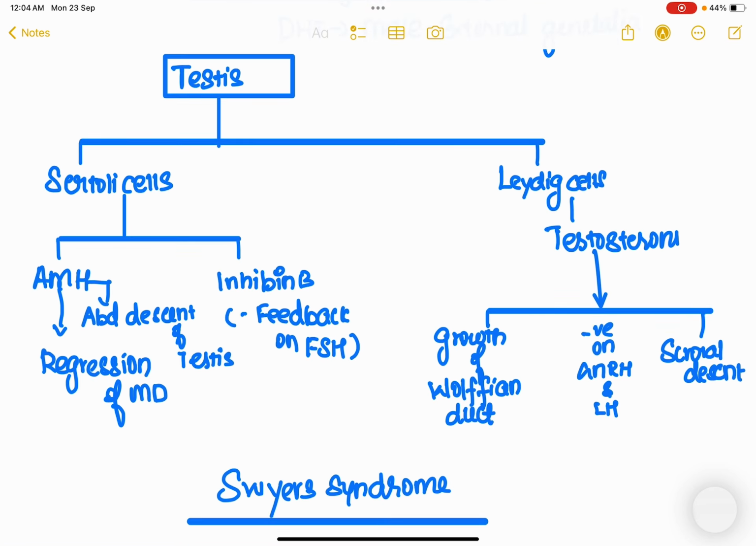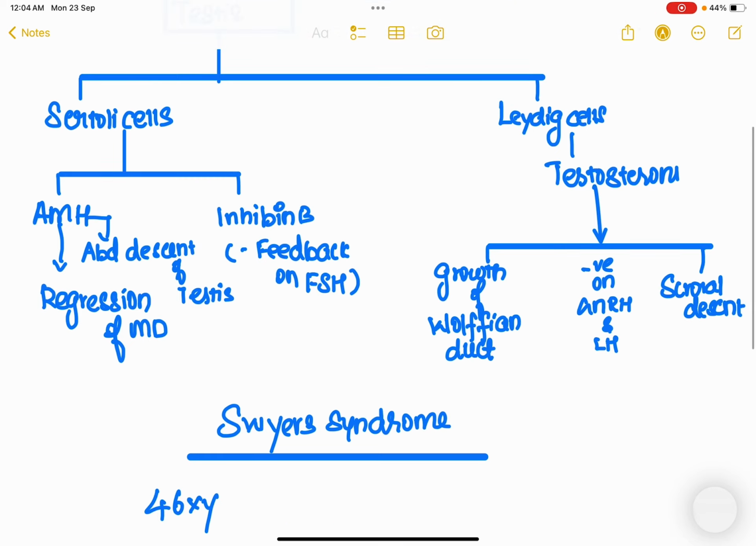Similar to the ovaries, testes also have two types of cells. One is Sertoli cells and the other is Leydig cells. Sertoli cells secrete an important hormone called anti-Mullerian hormone. So we all know that the Mullerian duct is very important for the formation of female internal genital organs. The function of this anti-Mullerian hormone, or the Mullerian inhibiting substance, is to cause regression of this Mullerian duct. That is one function. The other function of the anti-Mullerian hormone is to cause the abdominal descent of the testis. Sertoli cells also secrete inhibin B. This inhibin B has a negative feedback on the follicular stimulating hormone in males, right?